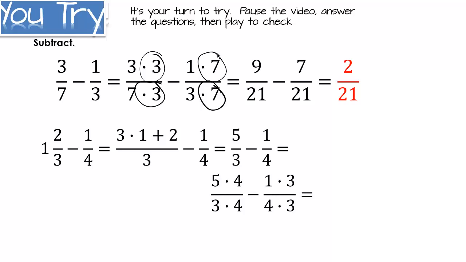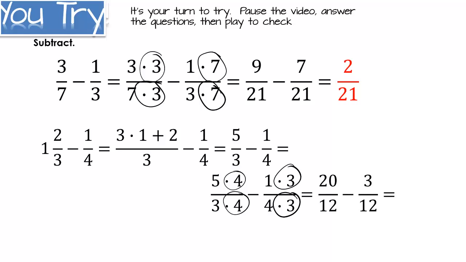So I multiplied by 4, and I multiplied by 4 to my first fraction. Then I multiply by 3, and multiply by 3 in the second fraction. So I end up with 20 over 12 minus 3 over 12, which gives us 17 over 12.